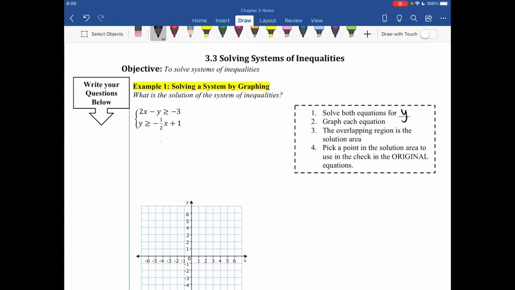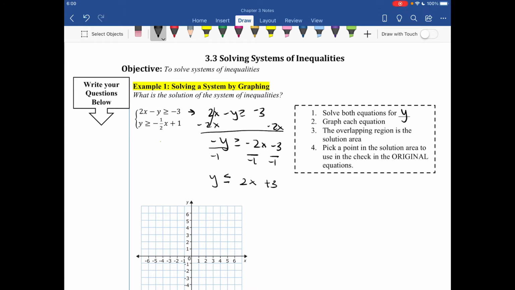With the two equations we have, we need to take the first equation and solve it for y. And we're going to do that by subtracting 2x from both sides, which gives us negative y is greater than or equal to negative 2x minus 3. Then we'll divide everything by negative 1, and y is now going to be less than or equal to 2x plus 3. Now remember, anytime we divide by a negative, we have to flip that inequality sign. The second equation is already solved for y.